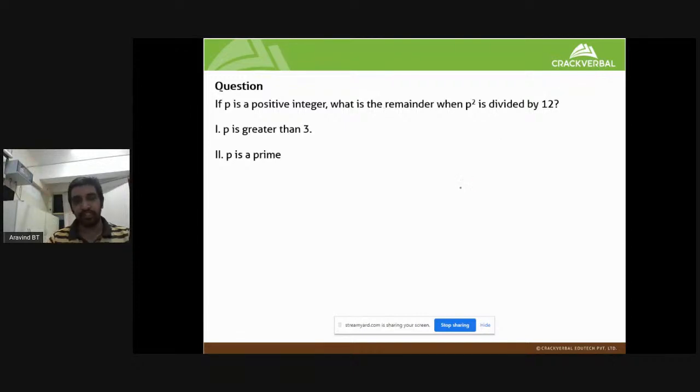All right, people. So that's a minute and a half. You can probably post your answers in the chat box. I'll have a look at it. P is a positive integer. What is the remainder when p square is divided by 12?